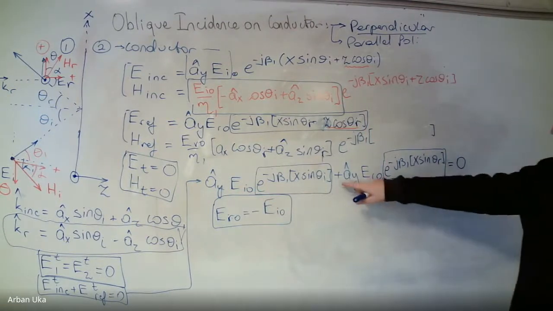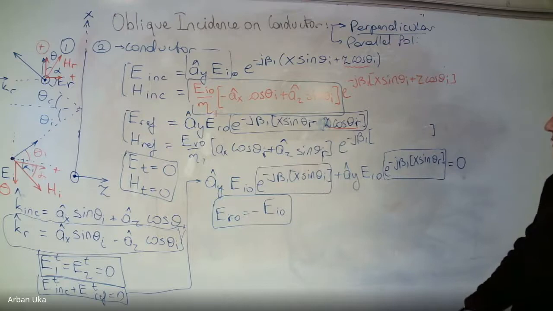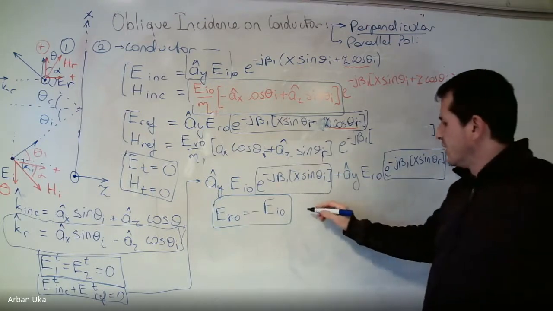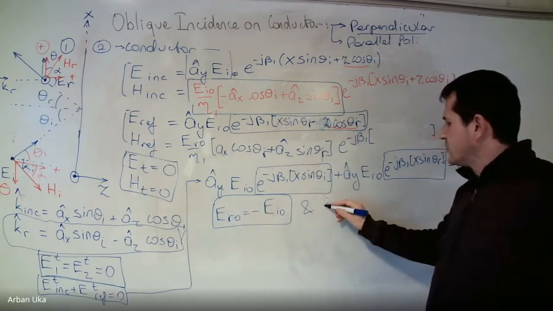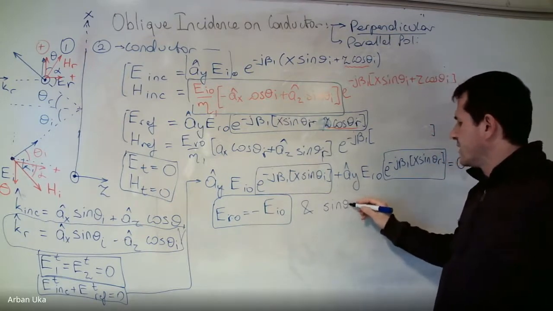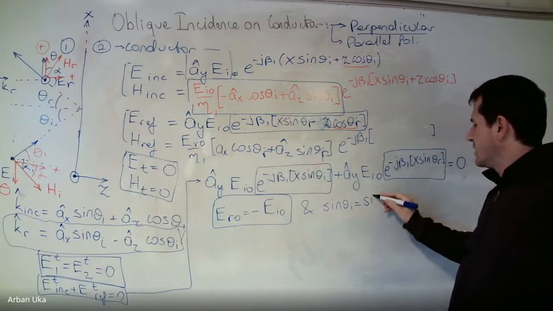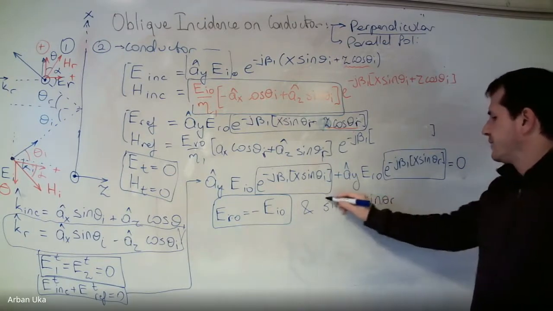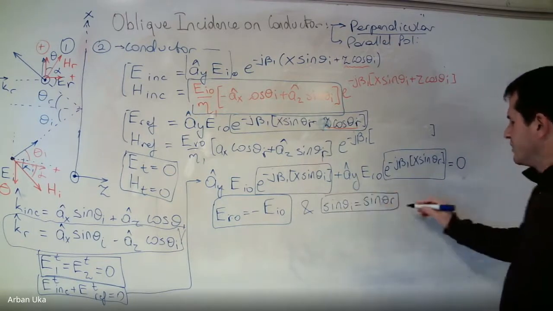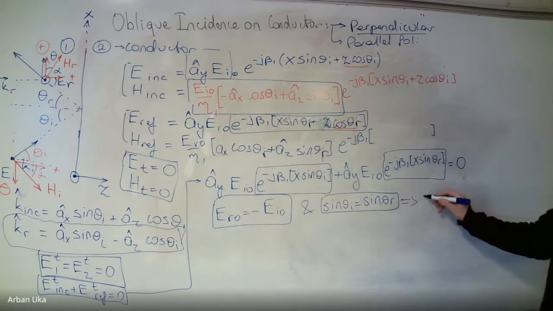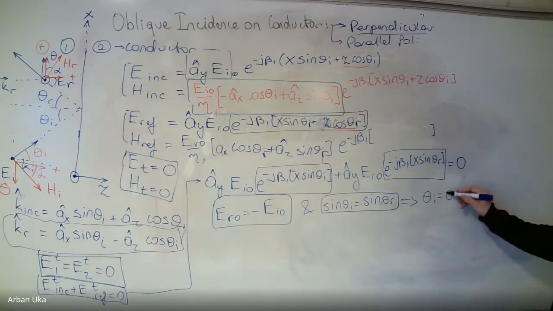This is one condition we can get from here, and we also get the following: that sine theta I should be equal to sine theta R, okay? Which implies that these two angles are the same.